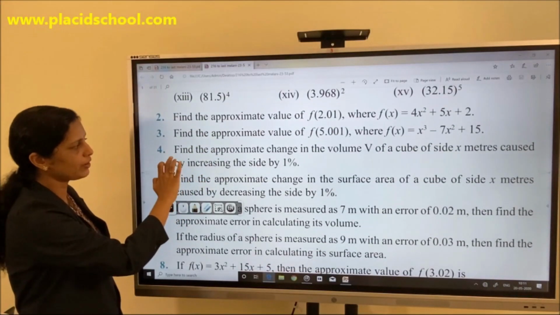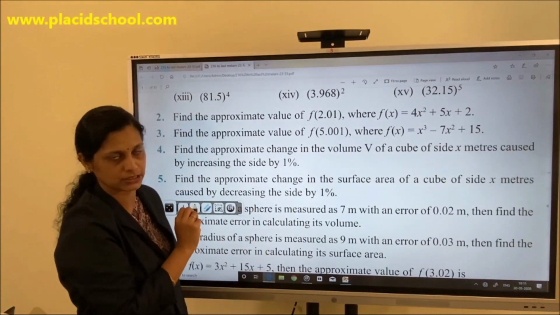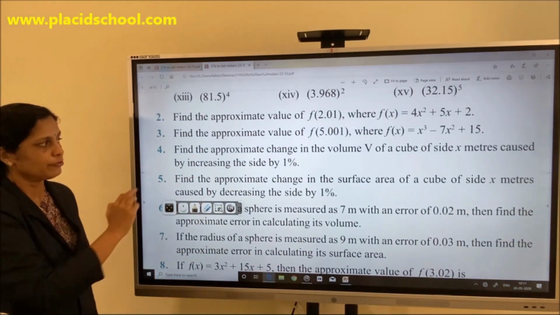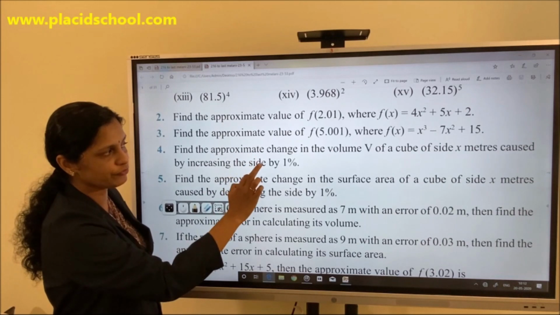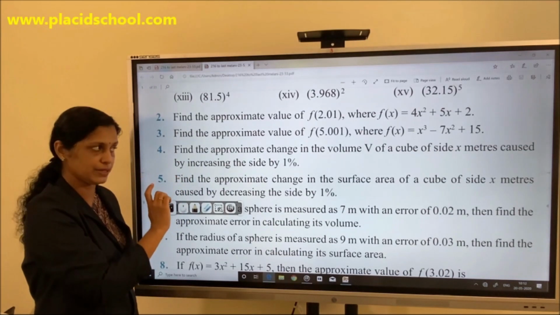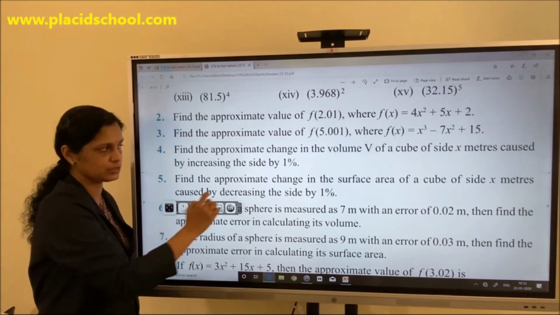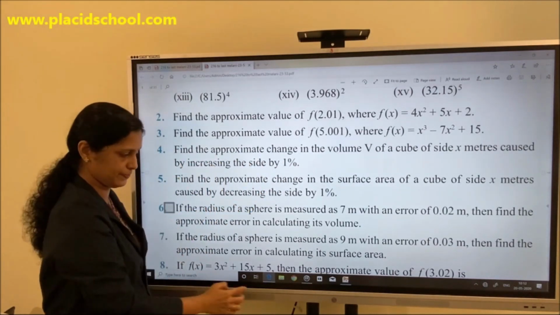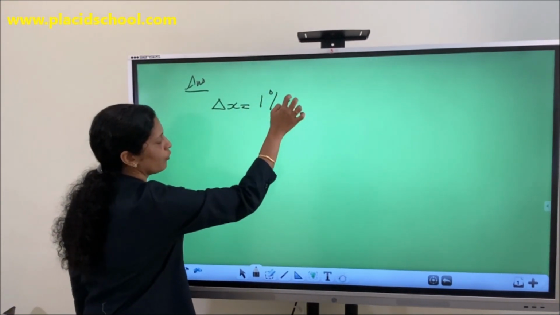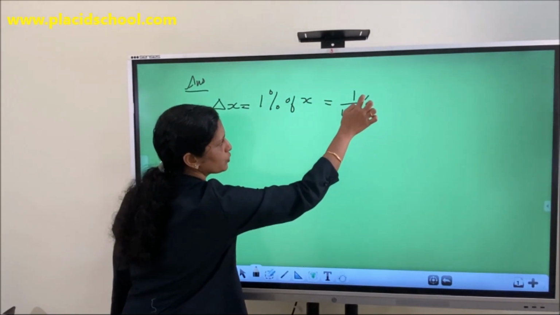Our next question is, find the approximate change in the volume V of a cube of side x meters caused by increasing the side by 1%. We have delta x as 1% of x. We need to find delta V. Delta x is equal to 1% of x. That is equal to 1 by 100 into x.